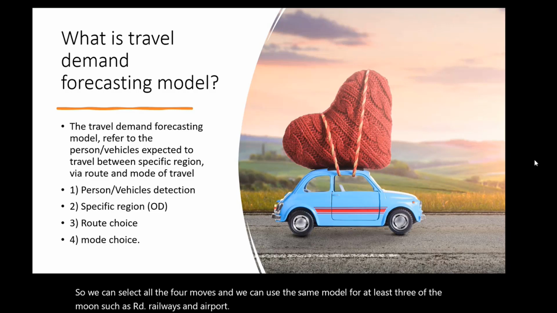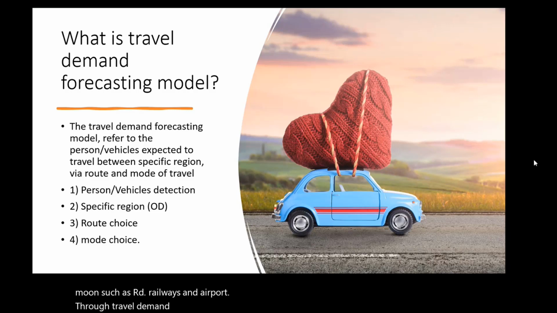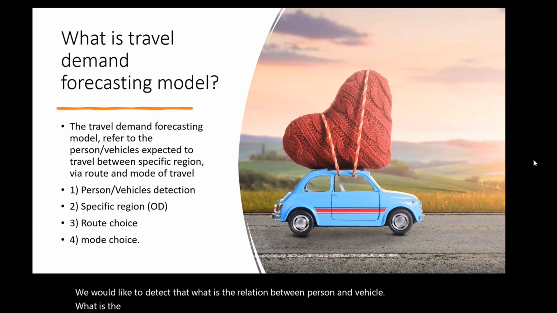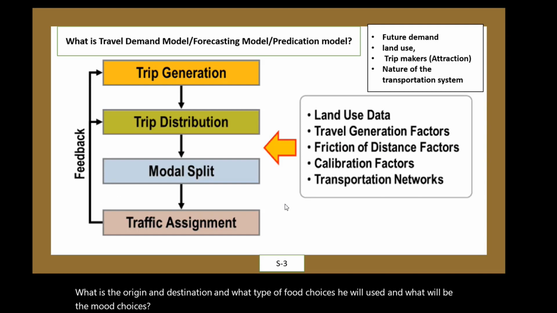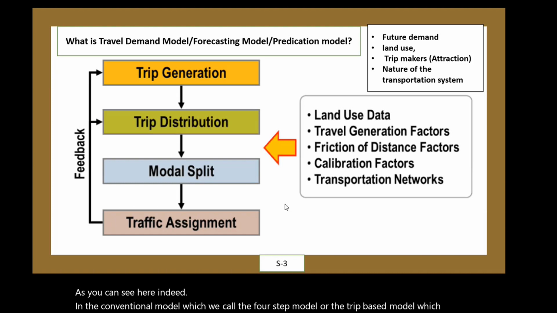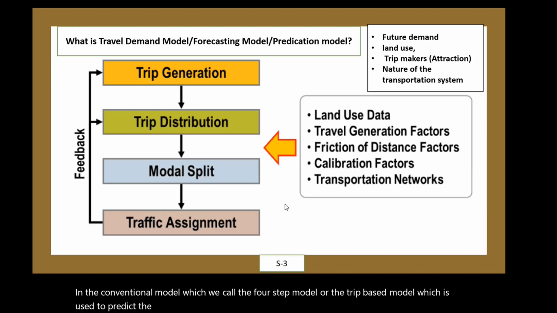Through travel demand modeling, specifically, we would like to detect what the relation is between person and vehicle, what the origin and destination are, and what type of route choices he will make. As you can see here, in the very conventional model, which we call the 4-step model or the trip-based model, which is used to predict regional travel demand.